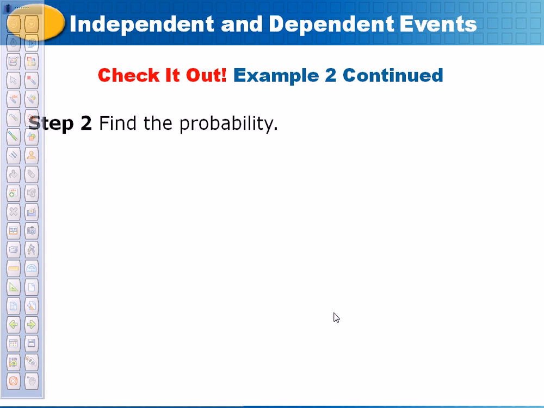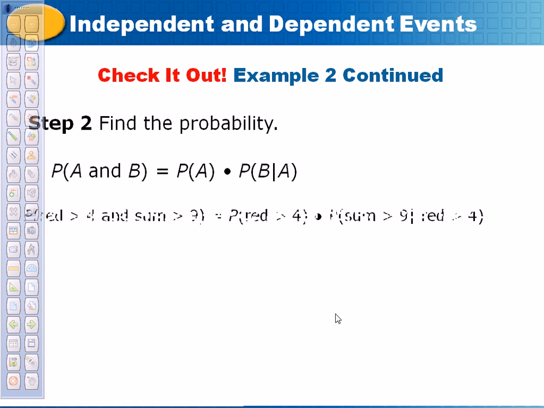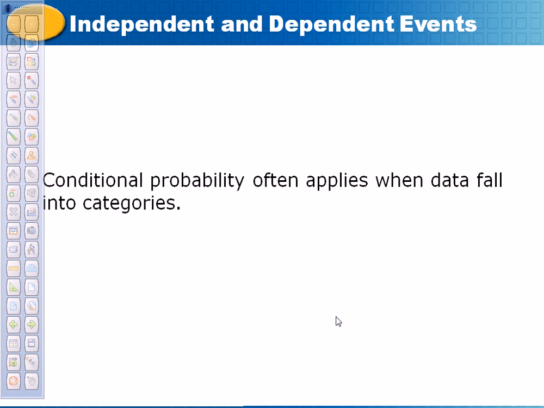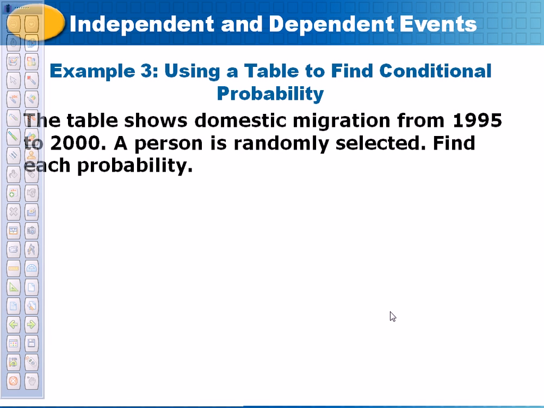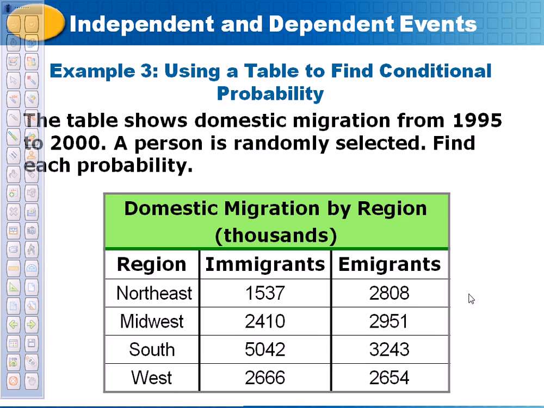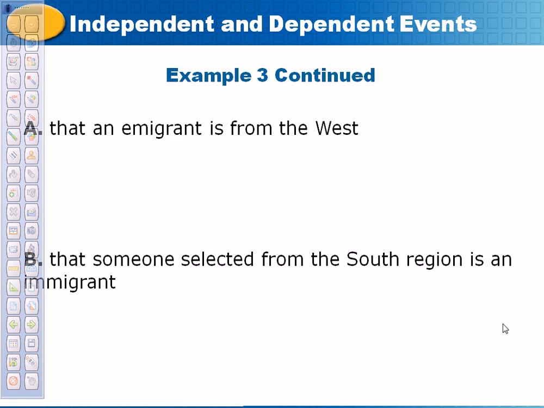All right, we can also look at additional probability when we have categorized data. So here we go. Here's a table. The table shows the domestic migration from 1995 to 2000. If a person is randomly selected, find the following probabilities. We can't see the table anymore, can we? That's kind of a bummer. That an immigrant is from the West. So, let's go back and look at the West.